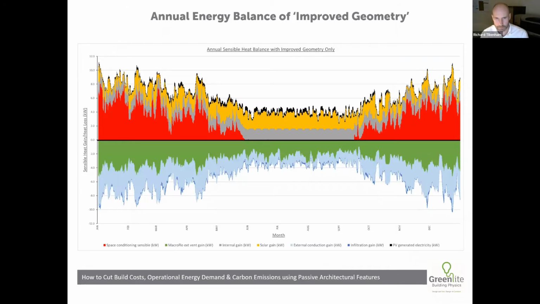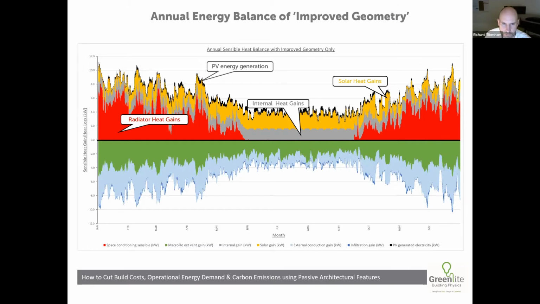So if we look at an annual energy balance of this now improved geometry, we can see where heat is coming from and where it's going. So the primary energy input into the building is still the radiator circuit. That's the radiator heat gain shown in red. Solar heat gains shown in orange there. Internal heat gains from people and equipment, lighting, that type of thing, that's shown in grey. And although it's not a heat gain as such, I've just shown the PV generation in black, just so you get an idea of the proportionality.